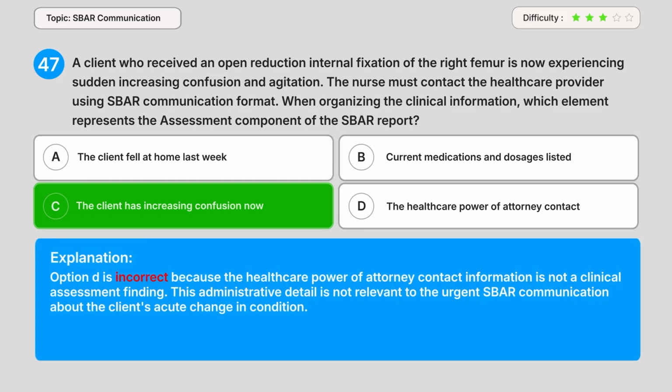Option D is incorrect because the healthcare power of attorney contact information is not a clinical assessment finding. This administrative detail is not relevant to the urgent SBAR communication about the client's acute change in condition.